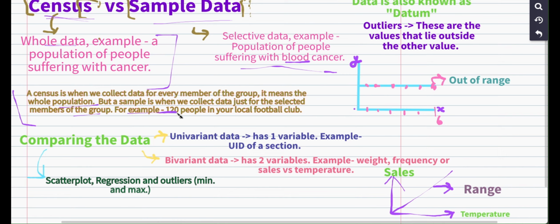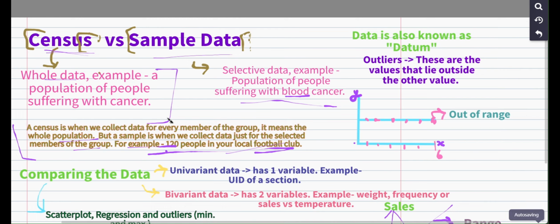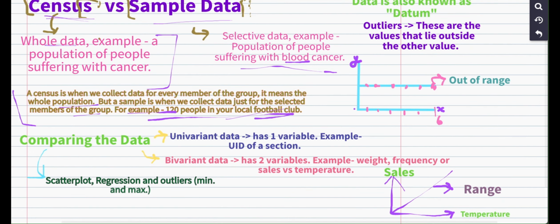So that is basically a sample. For example, if you just choose 120 people in your local football club, that is basically a sample, right? You're just choosing the people from your football club. So that is basically the difference.